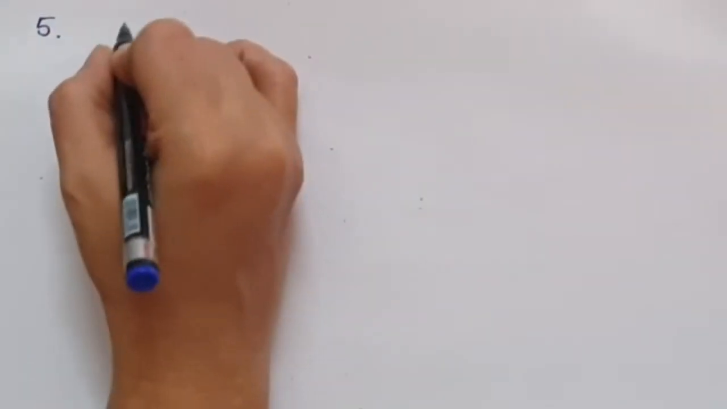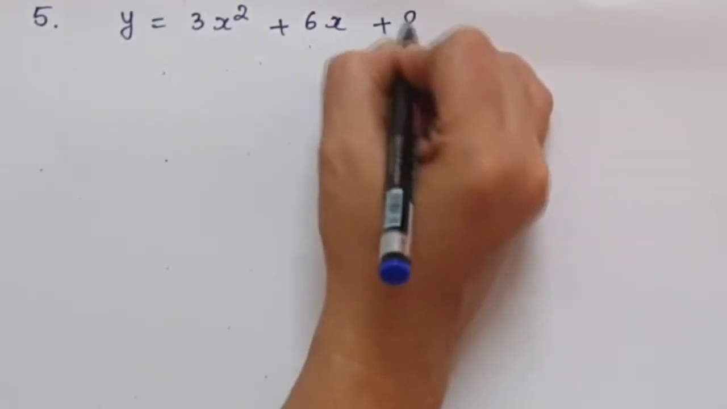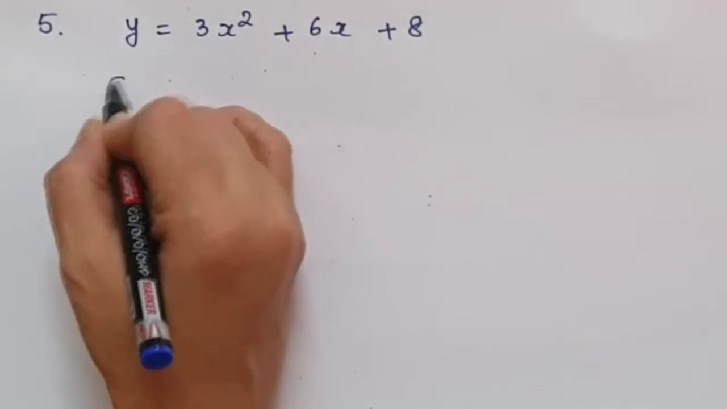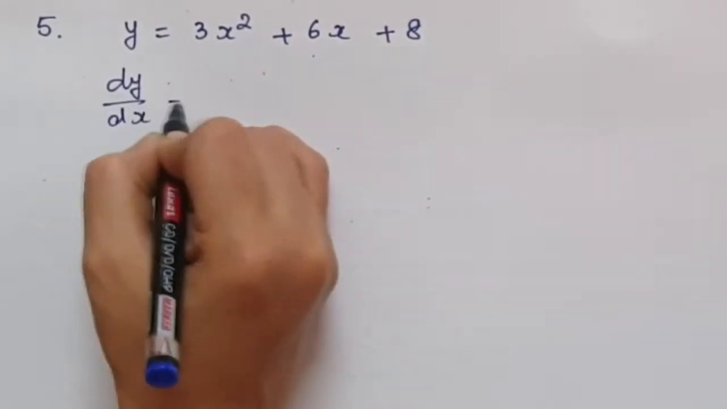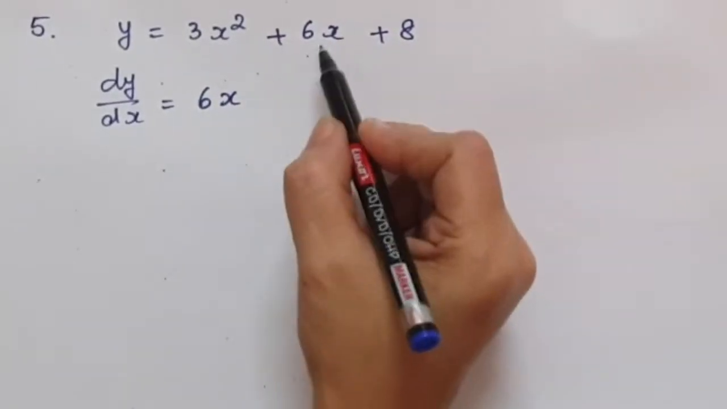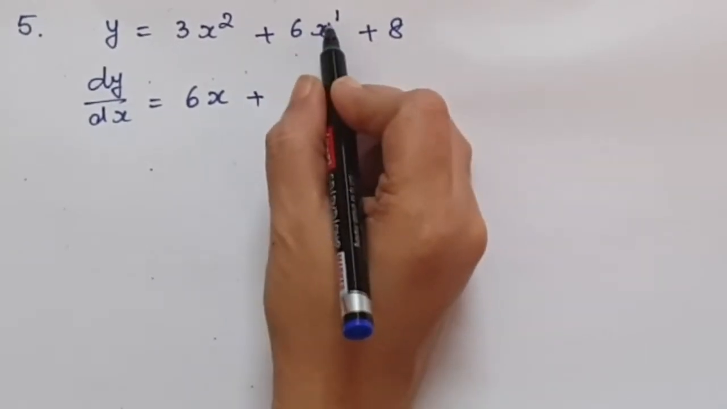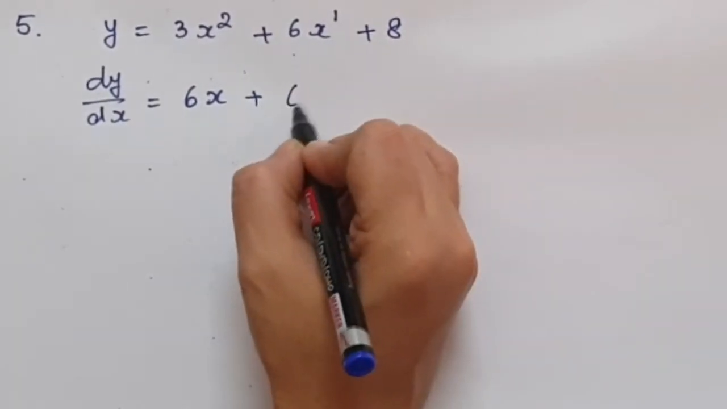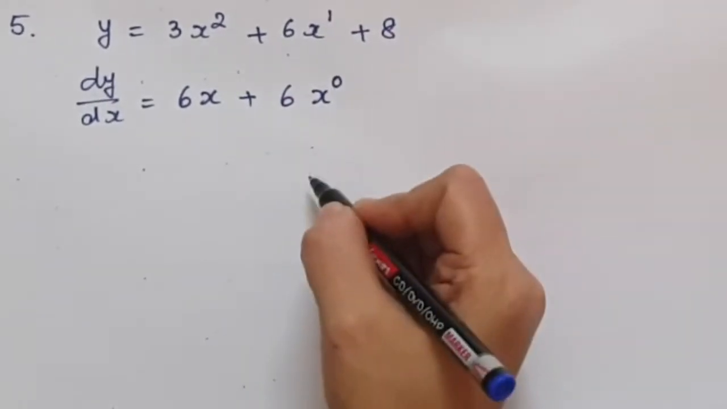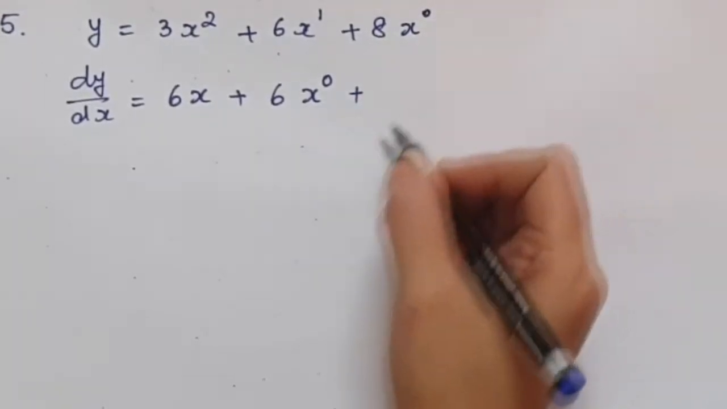Now the fifth question, y equals 3x squared plus 6x plus 8. Now let us see how to differentiate it. As usual, our dy over dx will be equal to this, we multiply with this, so it comes as 6x. Now, this one is to the power of 1. 6 multiplied by 1 is 6, so 6 x to the power of, reduce the power, 1 minus 1 is 0. Plus this one, 8 is nothing but 8x to the power of 0.